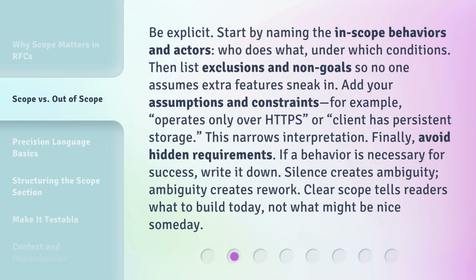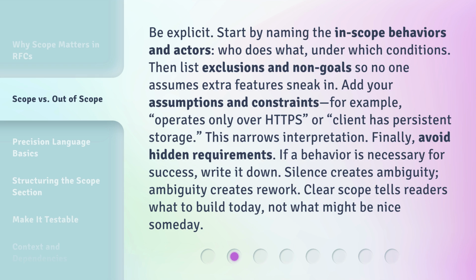Be explicit. Start by naming the in-scope behaviors and actors. Who does what? Under which conditions? Then list exclusions and non-goals so no one assumes extra features sneak in. Add your assumptions and constraints. For example, operates only over HTTPS, or client has persistent storage.